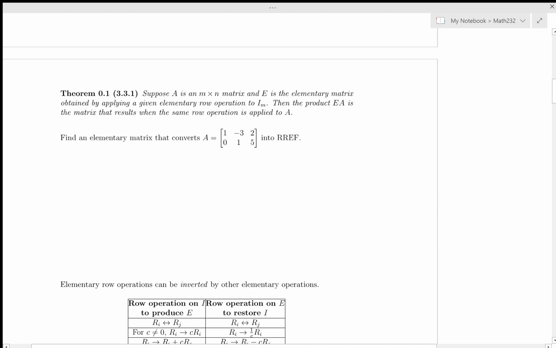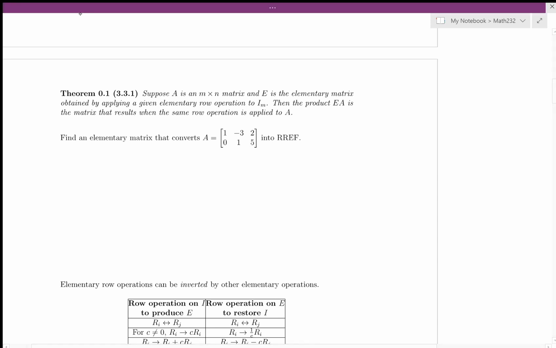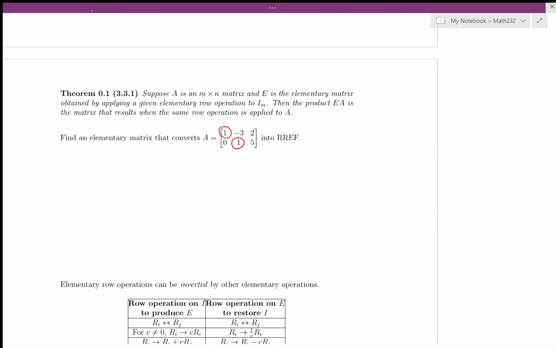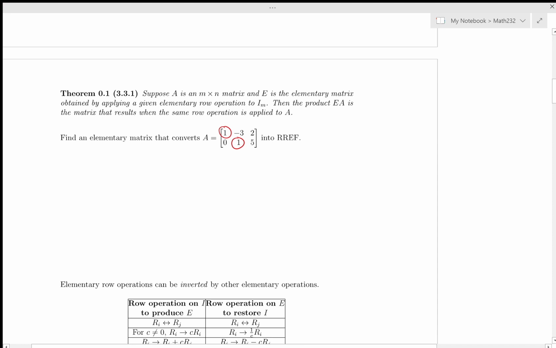We're asked, find an elementary matrix that converts A into reduced row echelon form. So I look at this, I identify the leading variables. That would be this guy, and then I'm thinking, okay, what do I need to do in order to get this into reduced row echelon form? I need to make this guy into a 0. So I decide what row operation that is. That is going to be R1. It needs to be replaced with R1 plus 3 times R2.